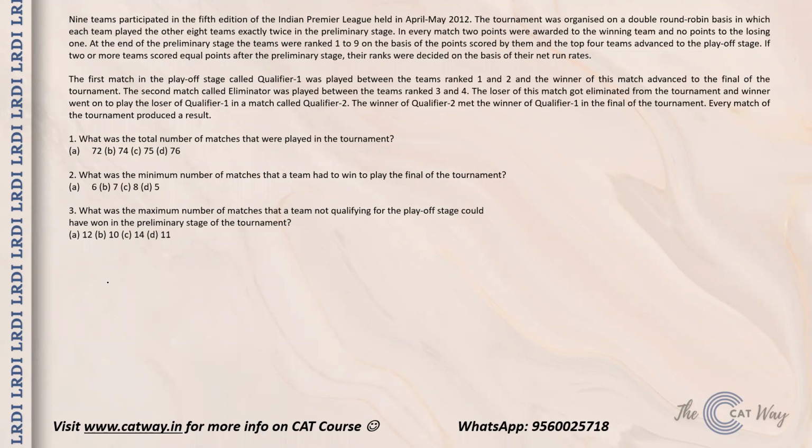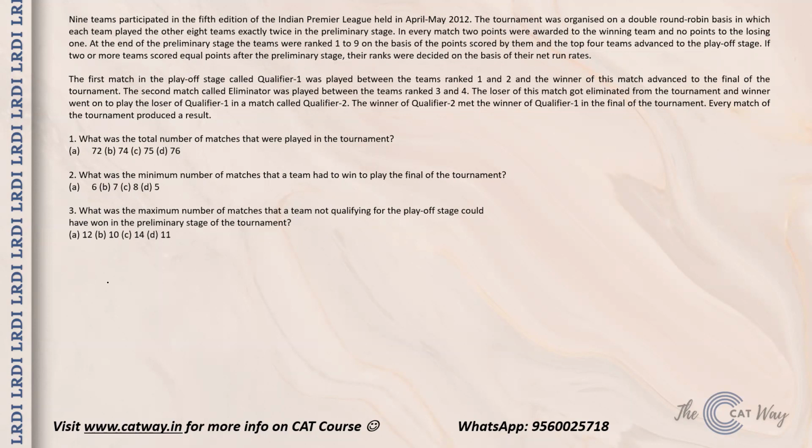In every match, 2 points were awarded to the winning team and no points to the losing team. At the end of the preliminary stage, the teams were ranked 1 to 9 on the basis of points scored by them, and the top 4 teams advanced to the playoff stage. If 2 or more teams scored equal points after the preliminary stage, their ranks were decided on the basis of the net run rate. The first match in the playoff is called Qualifier 1, played between teams ranked 1 and 2, and the winner of this match advances to the final of the tournament.